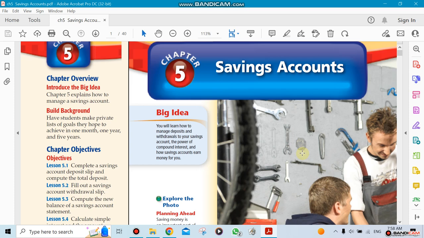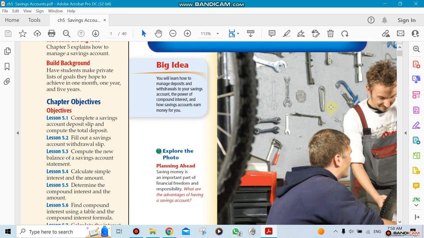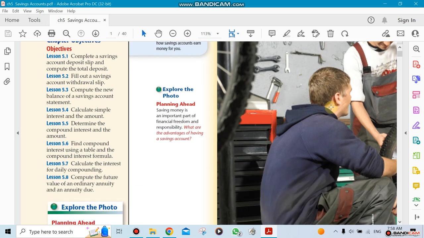Right, so we're doing the savings account. This is a good chapter, by the way. It's an important chapter. It's also a long chapter. It has 8 sections in it. So we are somewhere around the 4th and 5th lesson.